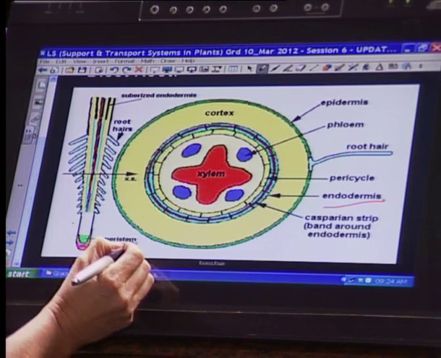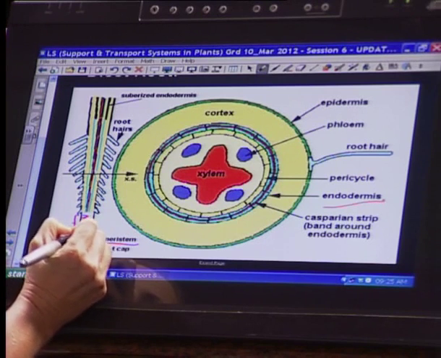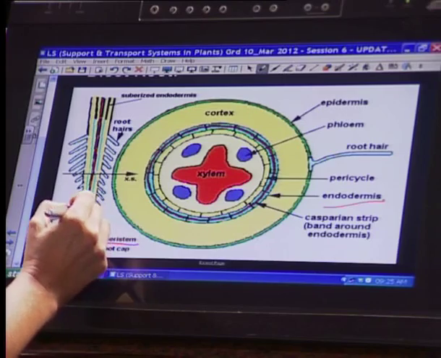Right behind the root cap here you get the meristematic region. Right there. This is the meristematic region. And what happens here is this is where cells continually divide by mitosis. So this is where your root grows. This is where new cells come and they divide and the root elongates. Behind that, you will get the area of elongation.